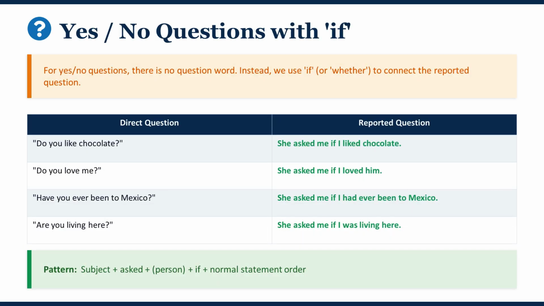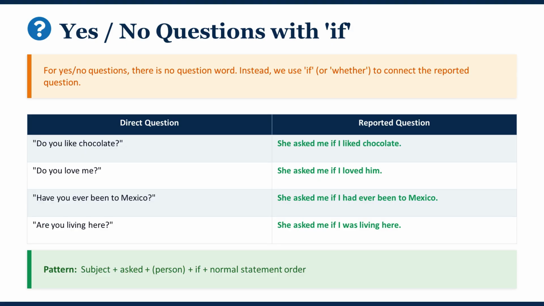But what happens when we need to report a yes or no question? These are questions like, "Do you like chocolate?" or "Have you ever been to Mexico?" Since there is no question word like "where" or "what," we use the word "if" instead. You can also use "whether," but "if" is more common in everyday speech. Let us see some examples.